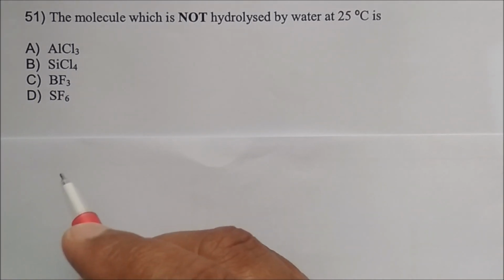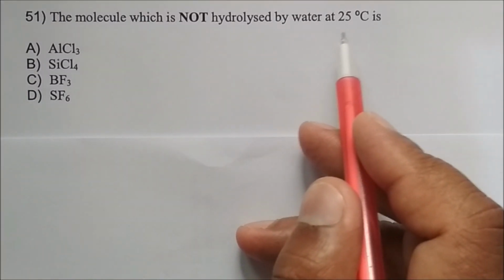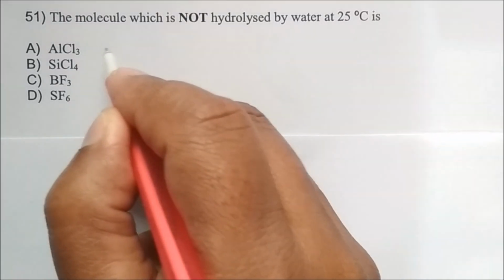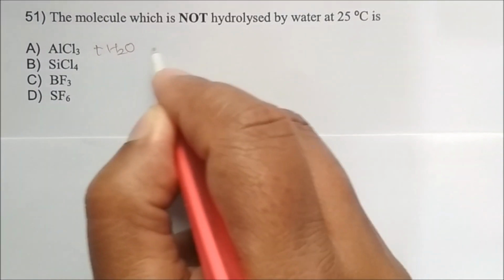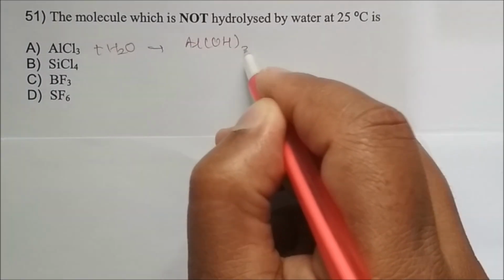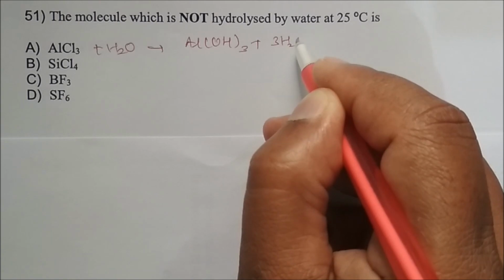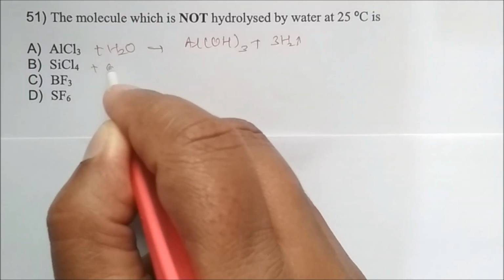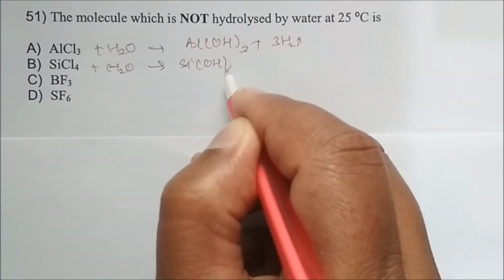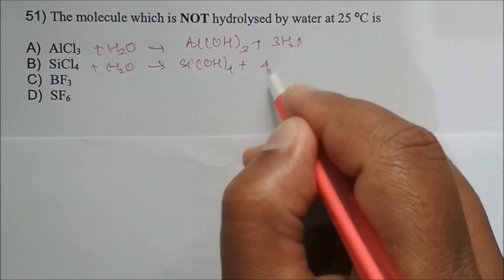The molecule which is not hydrolyzed by water at 25 degrees centigrade is... So in this case, AlCl3 will react with the water at this temperature. So you will get Al(OH)3 plus 3 HCl released. In case of SiCl4, again it will react with the water, so it will give you Si(OH)4, plus again 4 HCl.